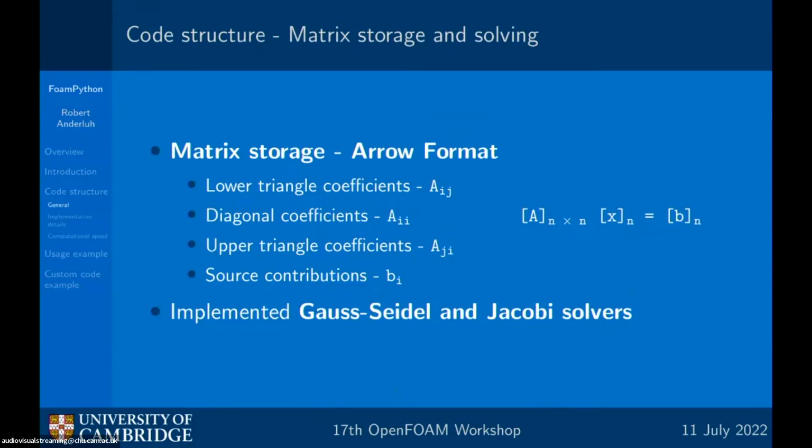Regarding matrix storage, the same as in OpenFOAM, it is the compressed row format with the lower triangle coefficients of the A matrix, diagonal, upper, source contributions, and so on. So the same format is preserved in FOAM Python. And so far, I have implemented Gauss-Seidel and Jacobi solvers, arguably the simplest linear algebra solvers.